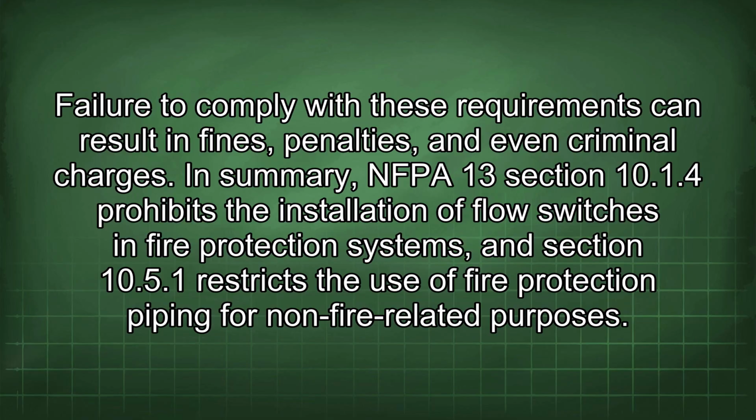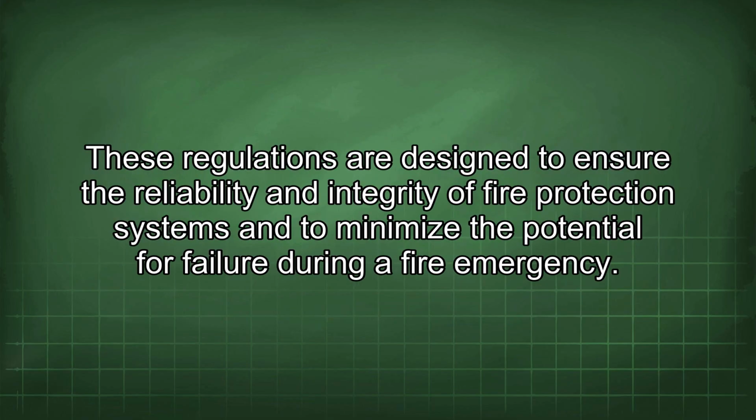In summary, NFPA 13 Section 10.14 prohibits the installation of flow switches in fire protection systems, and Section 10.51 restricts the use of fire protection piping for non-fire related purposes. These regulations are designed to ensure the reliability and integrity of fire protection systems and to minimize the potential for failure during a fire emergency.